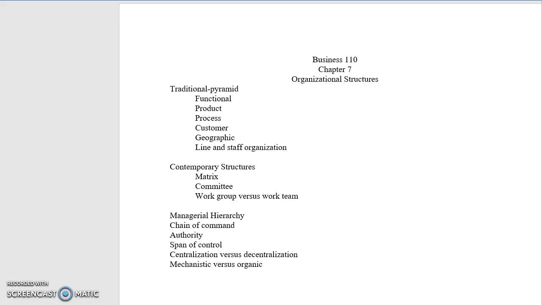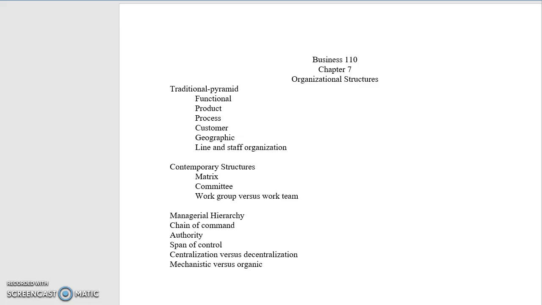But instead of having one person in charge, now you have a group in charge. Good luck with that. And then the last thing, kind of the contemporary structure I want to talk about, is work group versus work team. And you would think it's the same thing, but it really isn't.